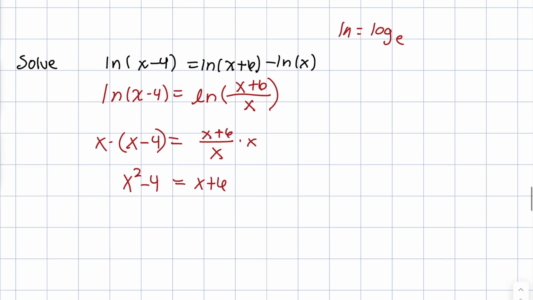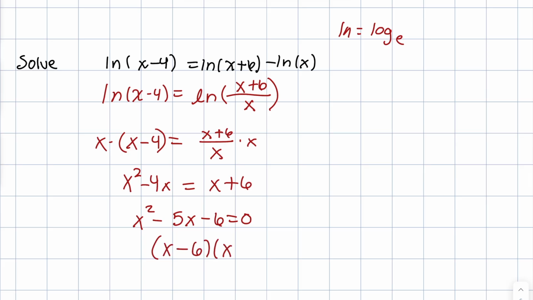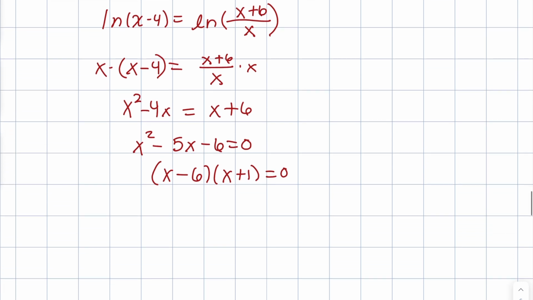Let's move everything to one side. We missed an x here: x squared minus 4x equals x plus 6, okay? Now I have x squared minus 5x minus 6 equals 0. Now I can factor this as x minus 6, x plus 1 equals 0. Set this equal to 0, so I get x equals 6 or x equals negative 1.